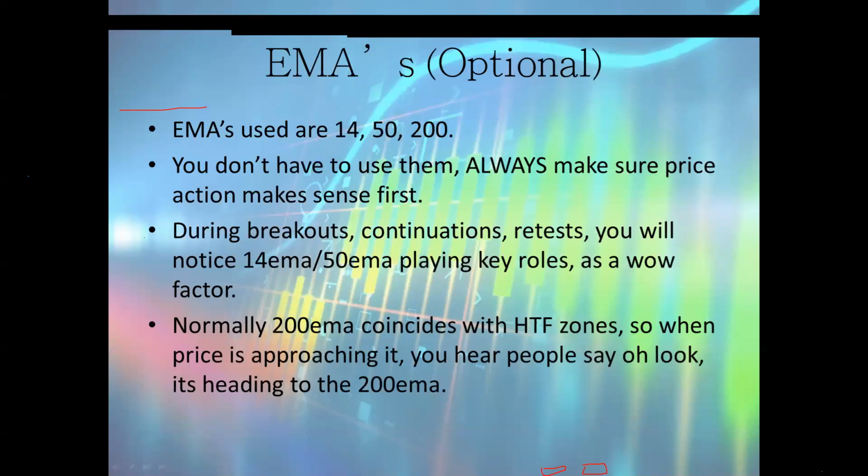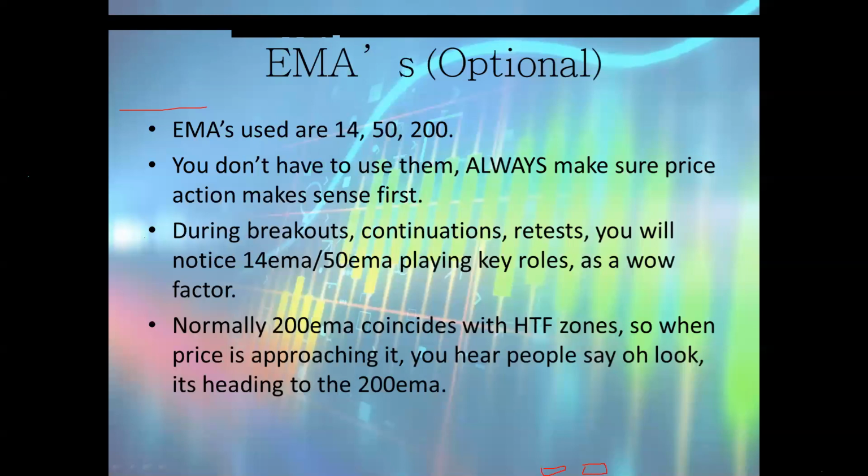During breakout continuation retest, you will notice the 14 EMA playing key roles as a wow factor. Now, if you do start to use EMAs, you have to realize that the 14 EMA is going to act as a mini support or mini resistance. The 50 EMA is going to act as a stronger support or resistance. The 200 is going to act like the strongest support or resistance, right?